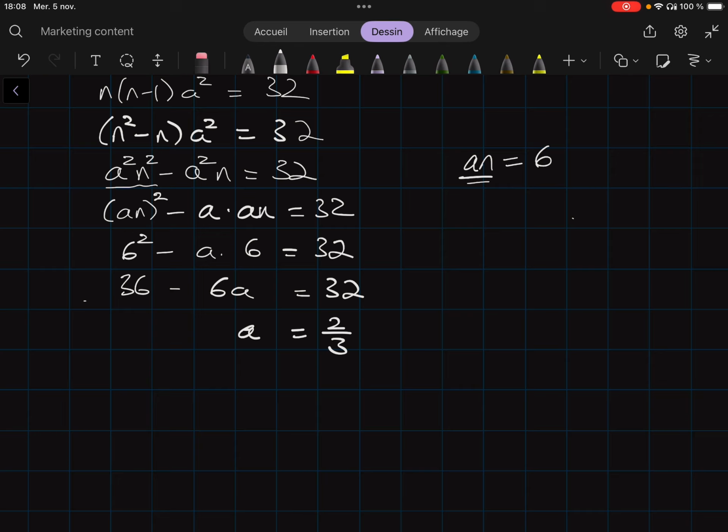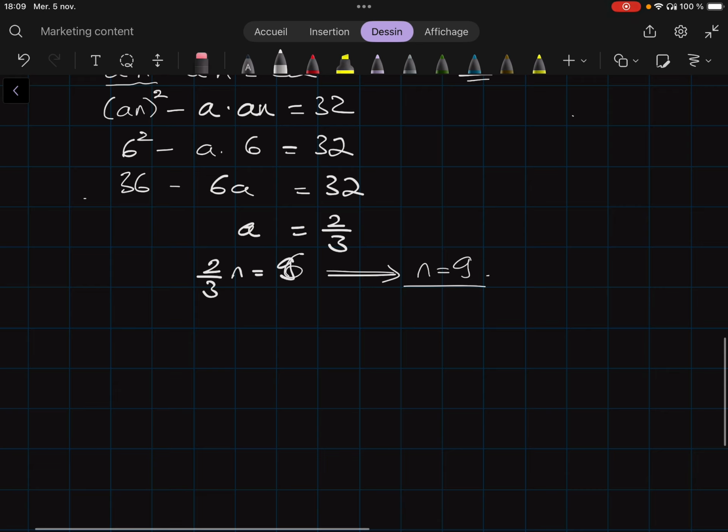Since an is equal to 6, we can just plug in the value of a we just obtained to find the value of n. Therefore, a is equal to 2/3 and n is equal to 9. And this is the end of the question.